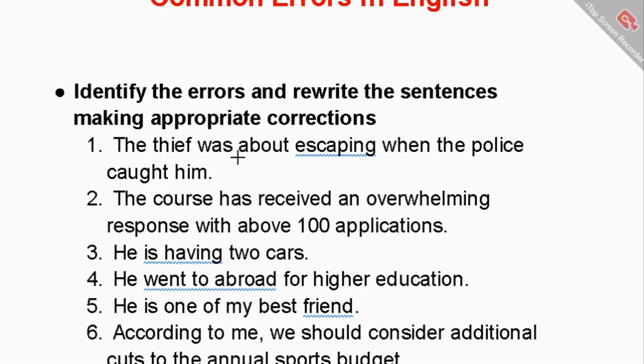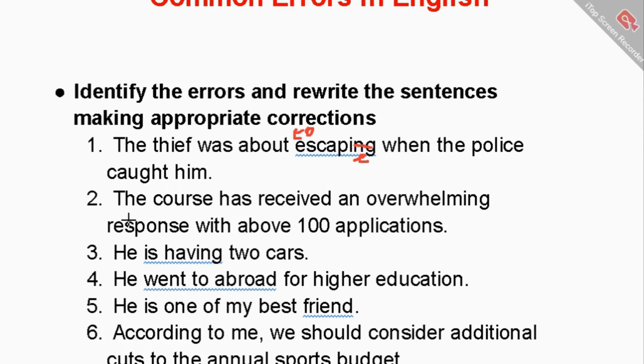The thief was about escaping when the police caught him. Now the correct one is: the thief was about to escape. About to escape. So the -ing will be removed from here, and we need to add "to" here. About to escape when the police caught him. Now the reason is this phrase, about escaping, is incorrect. The correct structure is about to plus verb, meaning the base form of the verb, that is escape. This is something that is on the verge of happening.